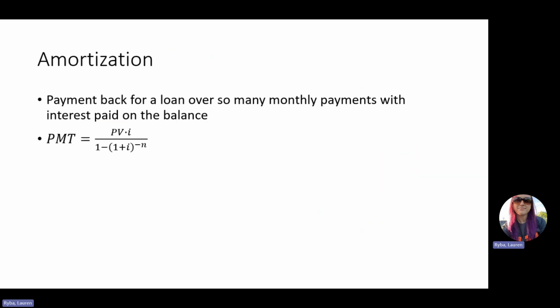Now we're going to talk about loan amortization. When you have a loan, you decide how much you're borrowing, and based on that and the interest rate and how long you have the loan for determines the monthly payment that you have to pay back your lender. Your loan payments can be calculated by taking the amount of the loan times the rate of interest divided by 1 minus 1 plus I to the negative n power.